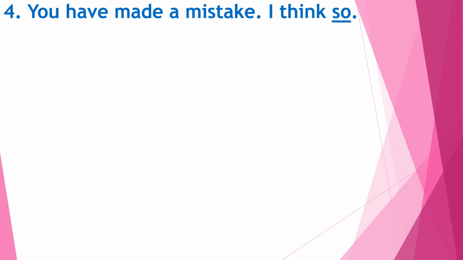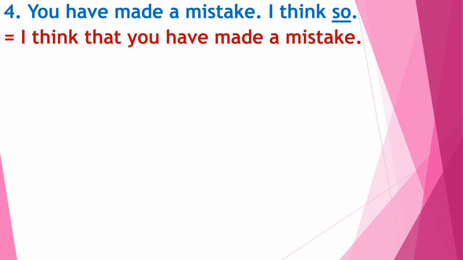Now see the next example. You have made a mistake, I think so. Look at the second sentence, "I think so." In this sentence we find "so," and this "so" indicates the entire sentence "you have made a mistake." That's why we can join these two sentences using "that." So at first we need to use the sentence where we find "so." So we use "I think," and we remove "so," and then the joining word "that," then the first sentence, "you have made a mistake."